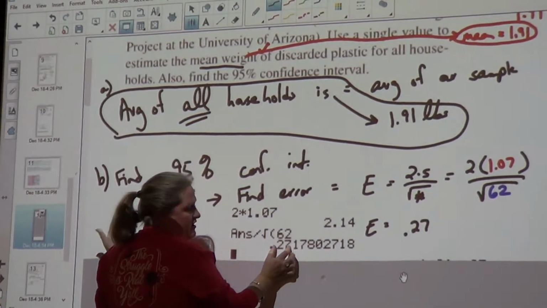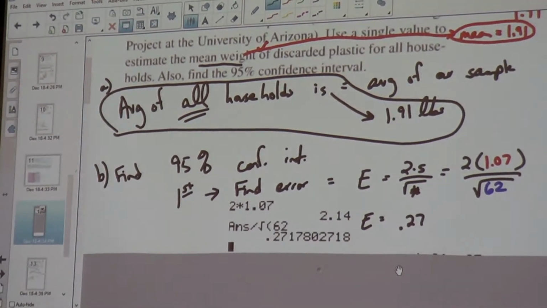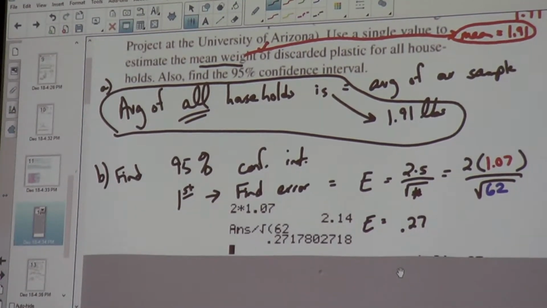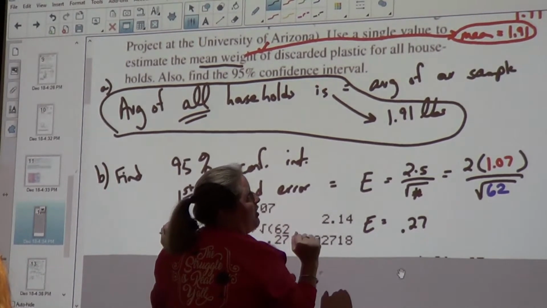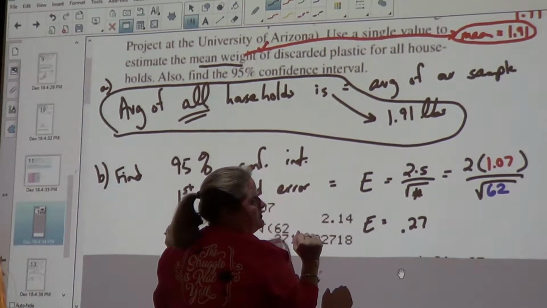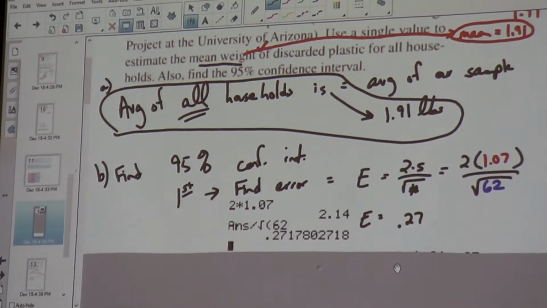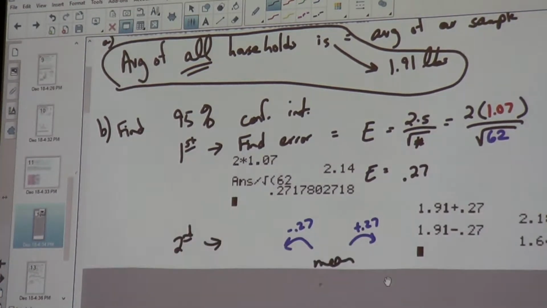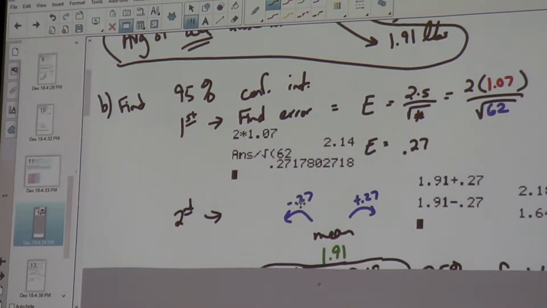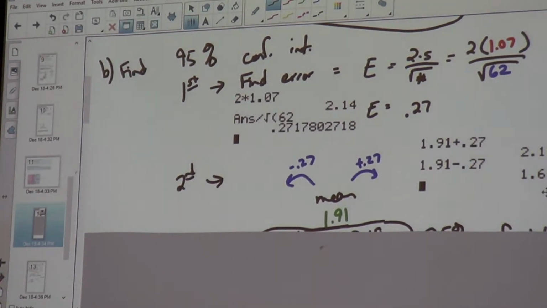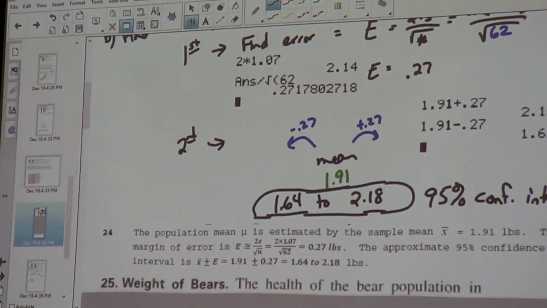I multiply, and then I divide. So I called my error this time, I did it to 2 places. I called it 0.27. My MyMathLab will tell you what to do. So now this is going to be my wiggle room. What am I wiggling off of? The mean, 1.91. So we're going to do 1.91 plus the 0.27 and 1.91 minus the 0.27. Remember, the left is going to be the smaller one, the right is going to be the bigger one. There's your answer.